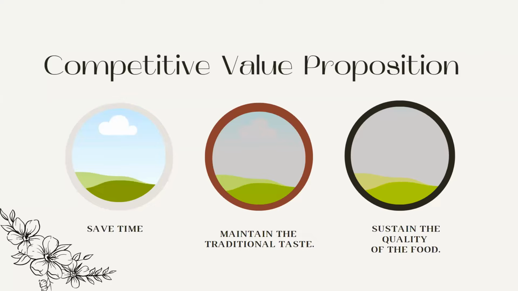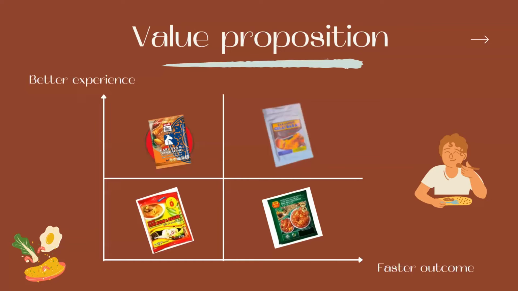So next, why do customers need gulai darat paste? Because it really saves time, maintains the traditional taste, and sustains the quality of the food. Okay, next, what makes our product better than competitors? Kari O is more to the taste of Kedahan, and Babas is more to Indian taste. Adabi and all of the competitors only provide powder curry, so customers have to stir fry and peel off the onion. So it really takes time.